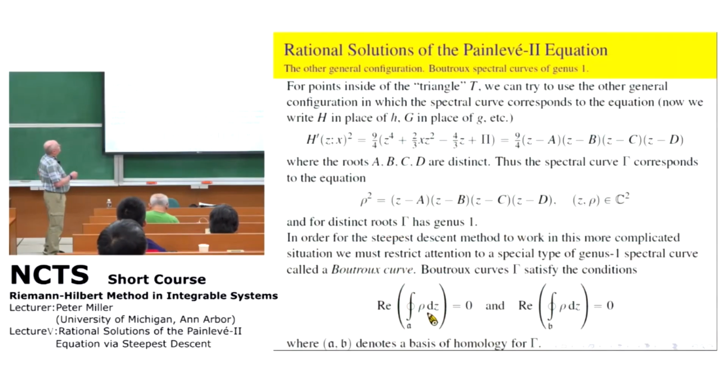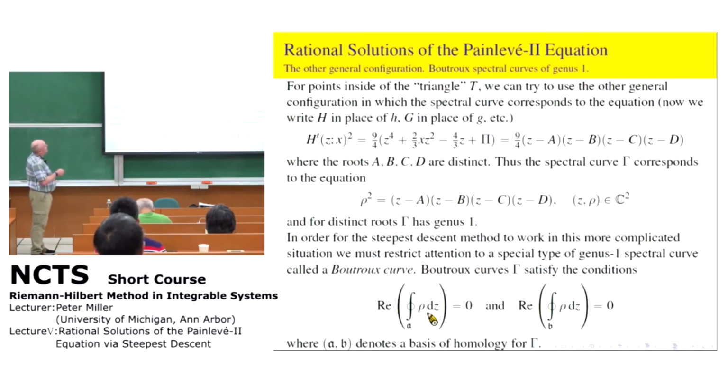Okay, so for points inside of this triangle T, let's call that triangle region T, we can try to use the other general configuration where the spectral curve corresponds to this equation. So I'm going to now use capital letters, capital H in place of little h, capital G in place of little g, and so on, because it's a different g function.